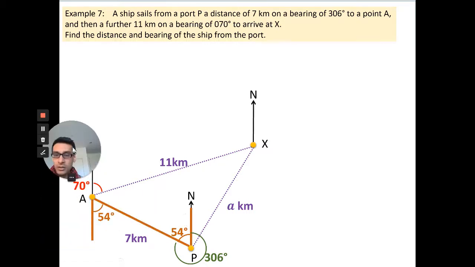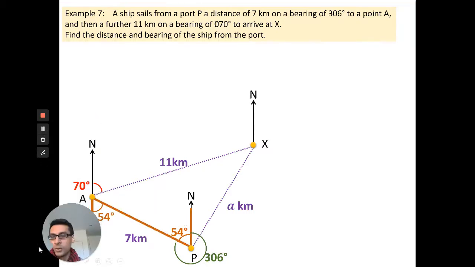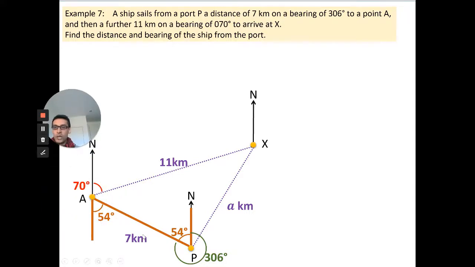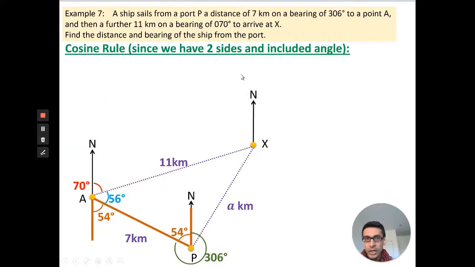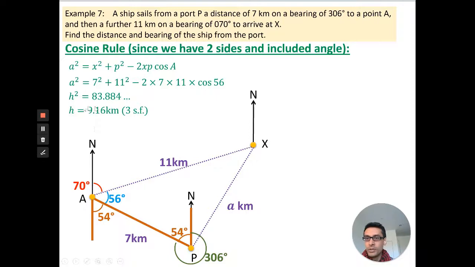Again, using alternate angles, we can also work that out. We can work out the missing angle here. So if we know that's 54 on the bottom, well, that will be 54, and then angles on a straight line add to 180, so that will be 56. So cosine rule, remember, first thing we want to work out is the distance from the port. So we want to work out this distance A. So cosine rule, there's all the working out. You can look through that if you need to.